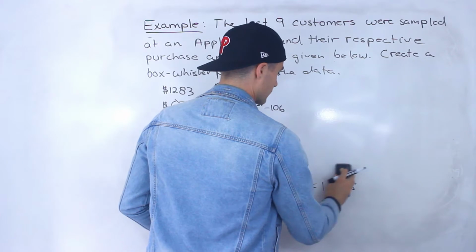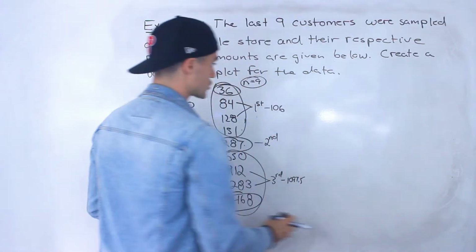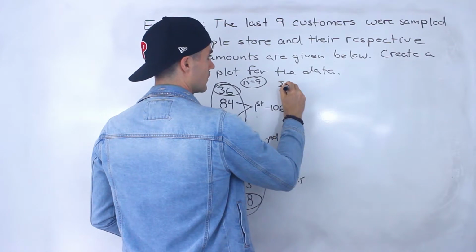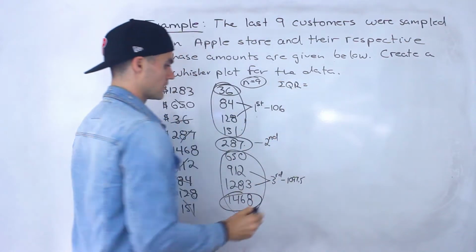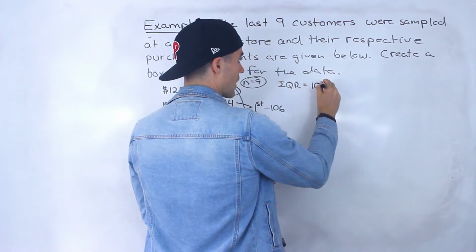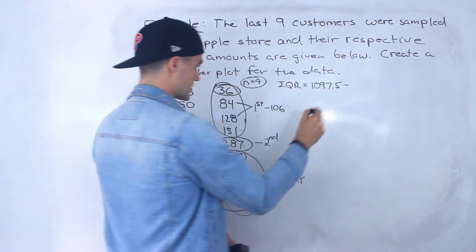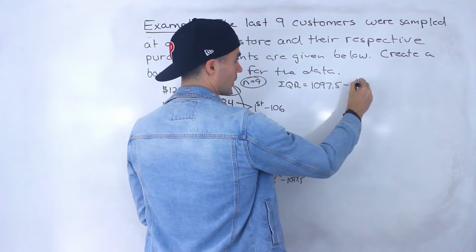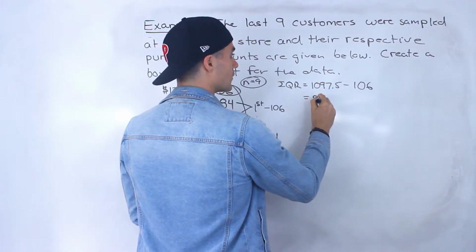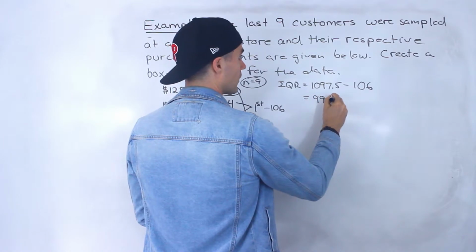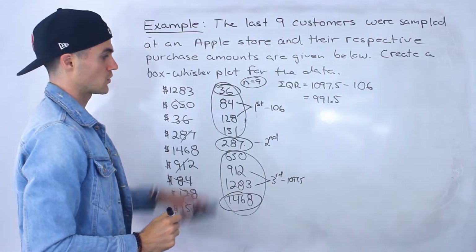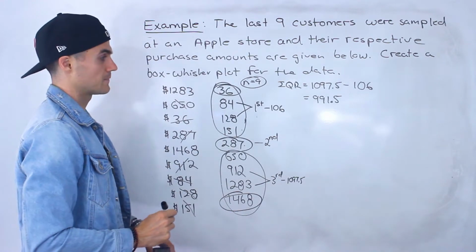Now, if we wanted to find the interquartile range, it would be what? It'd be that third quartile, 1,097.5, minus that first quartile, 106. And that would end up being 991.5. That would be the interquartile range for this data.